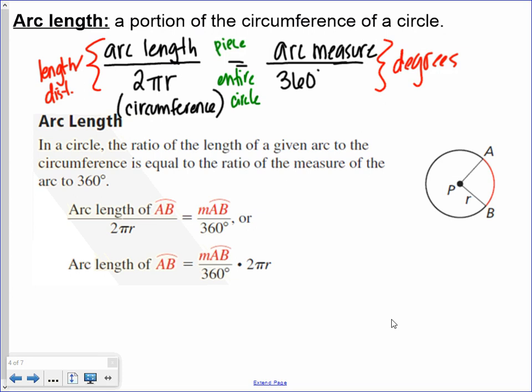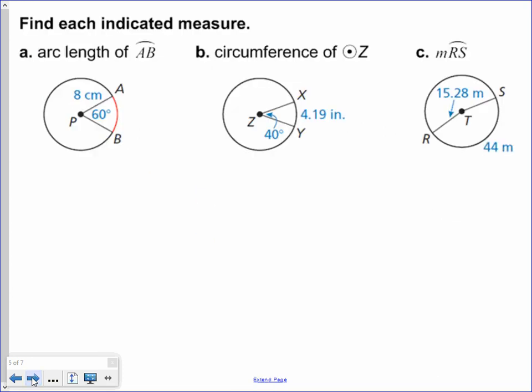The left side's always length. The right side's always degrees. Because you have to match your unit of measurement. Length on one side, degrees over degrees on the other. Okay? Now, the one thing in this proportion that never changes is this one right here, the 360. That will never change. There's no variable there. First proportion. 360 is always in the bottom right corner, every single time.